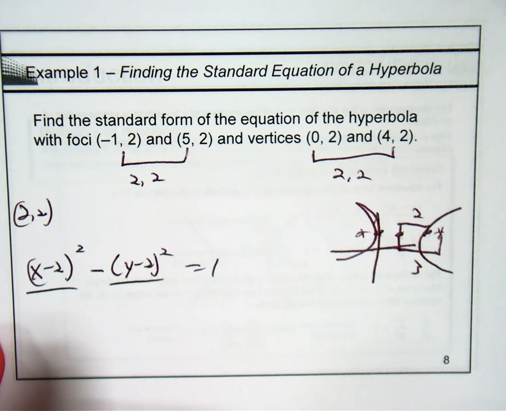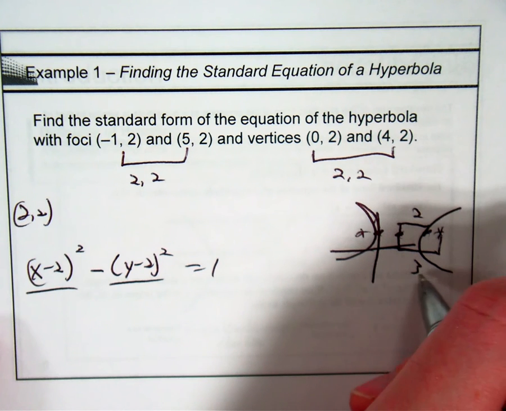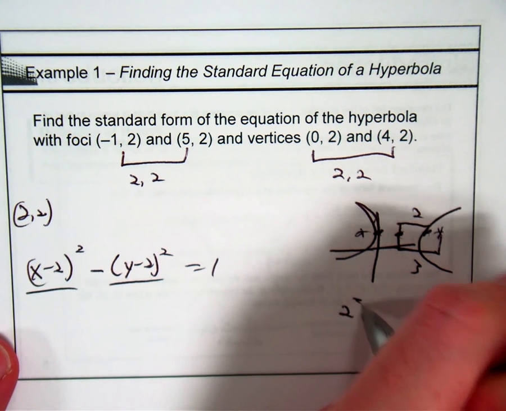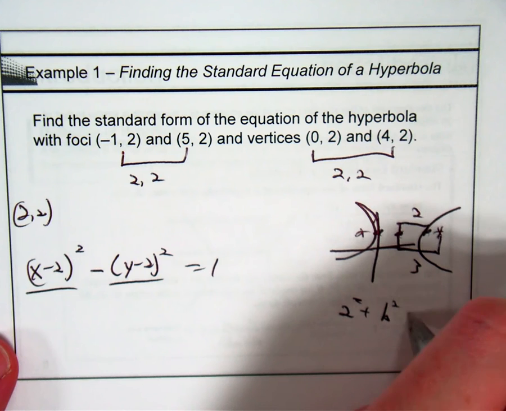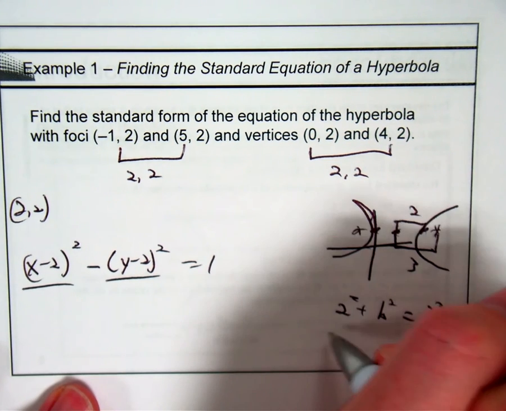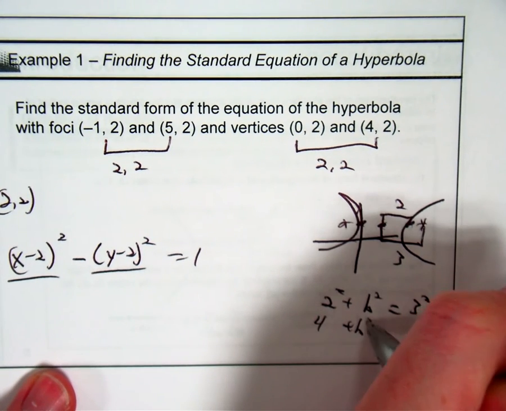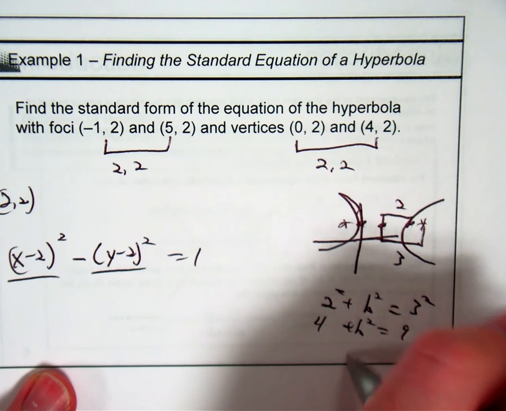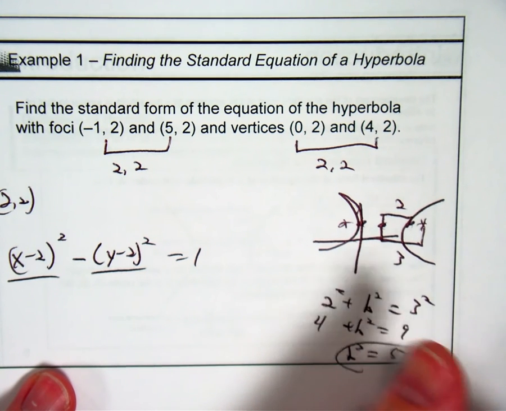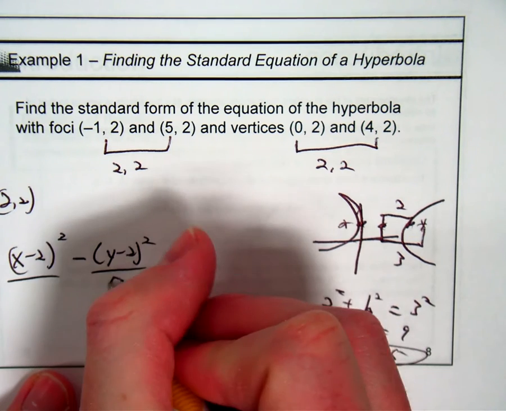Nope, that's your C. Lied. I'm a liar. So we have A squared, 2 squared, plus B squared equals 3 squared. So we have to find B. So we have 4 plus B squared equals 9. B squared is going to equal 5. And that's all we really need is the B squared part, because that's what's going under here.